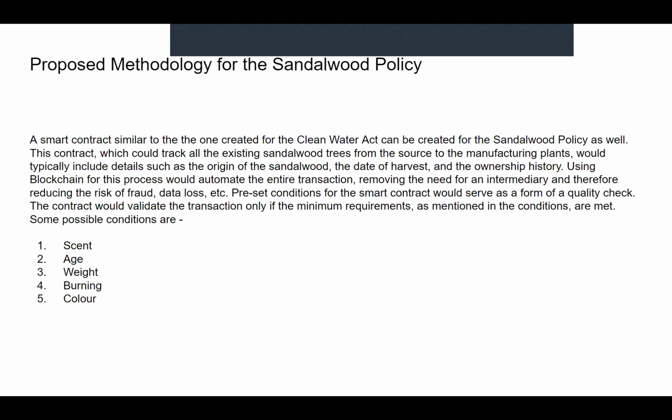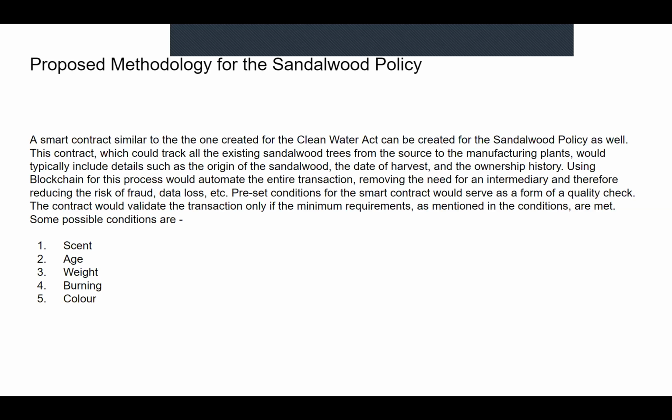Now, a proposed methodology for the Sandalwood Policy involves a smart contract, which is similar to the one created for the Clean Water Act. This contract could track all the existing sandalwood trees from the source to the manufacturing plants and would typically include details such as the sandalwood's origin, date of harvest, and the ownership history. Using blockchain for this process would automate the entire transaction, removing the need for an intermediary and therefore reducing risk of fraud, data loss, etc.